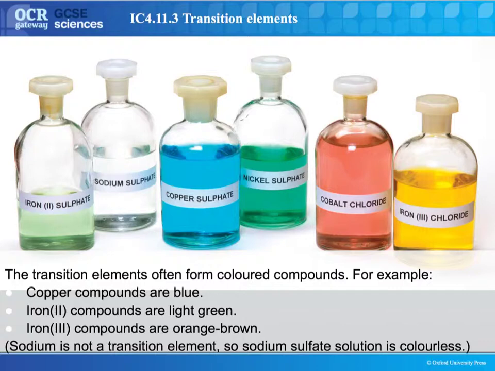The three that you need to remember is the copper making this blue, iron 2 making this light green, and iron 3 making this orangey brown. This is the colour of rust. That's because rust is essentially an iron 3 compound.